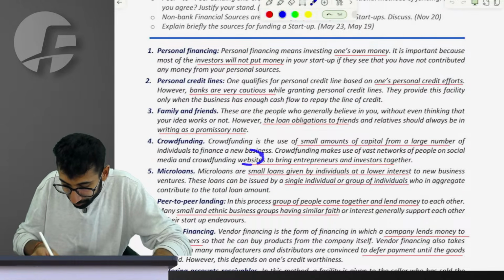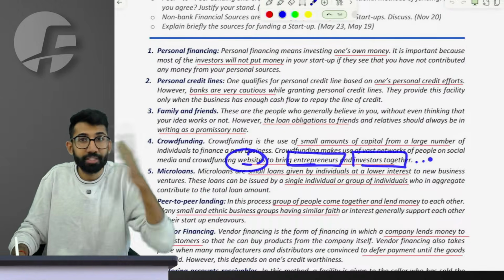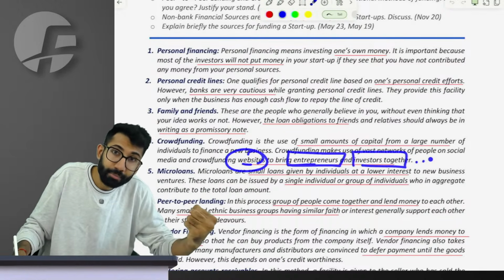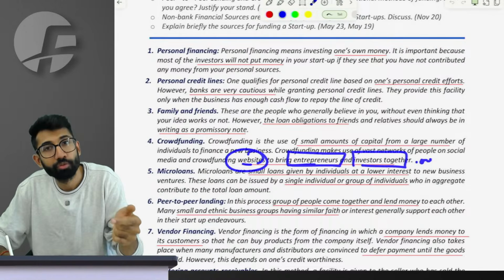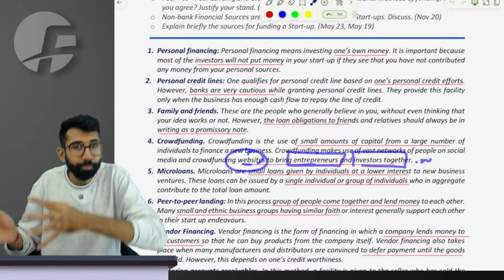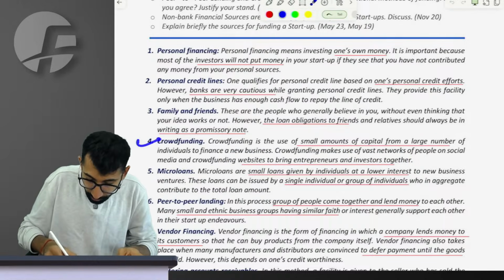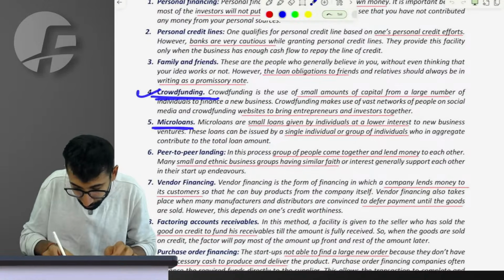Sir, these are the websites which bring entrepreneurs and the investors together. One side of the website is people who want to take money, entrepreneurs. Another side of the website is the investors who want to invest in these startups, and this platform, the website, pools the money and then invests in the startups, entrepreneurs, called crowdfunding. Then microloans.